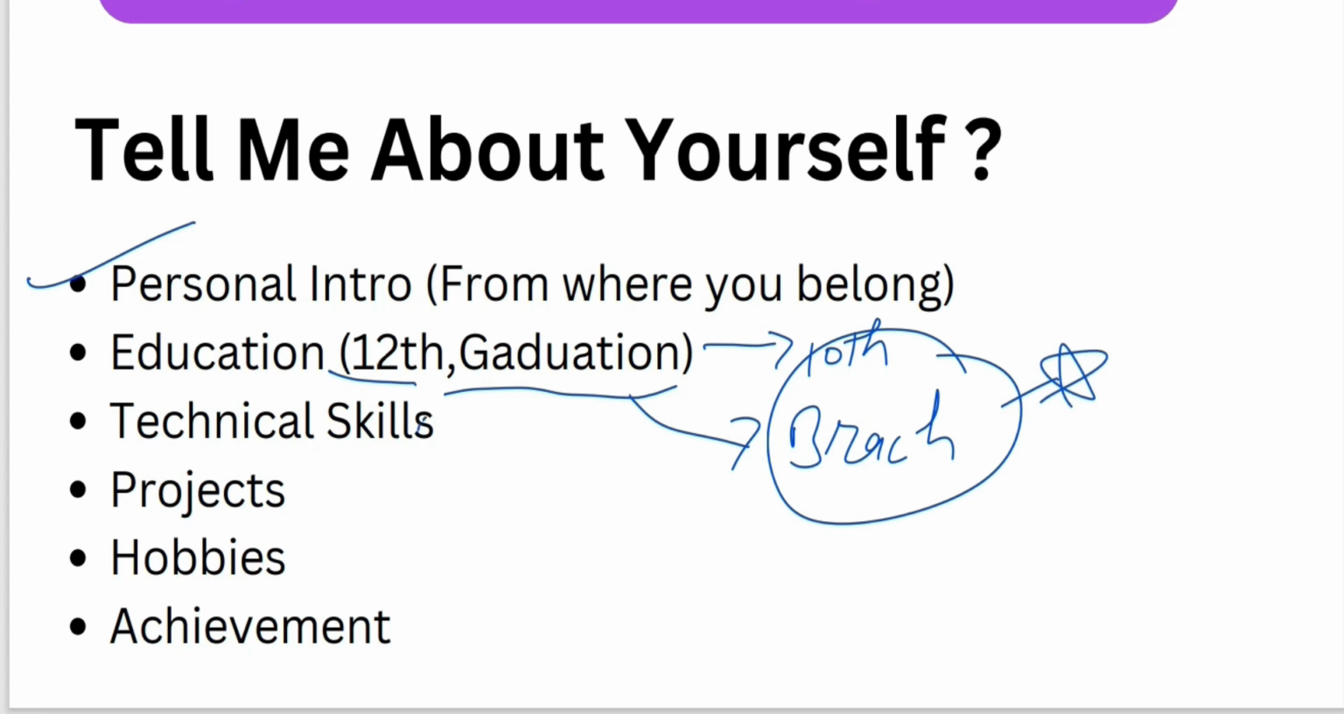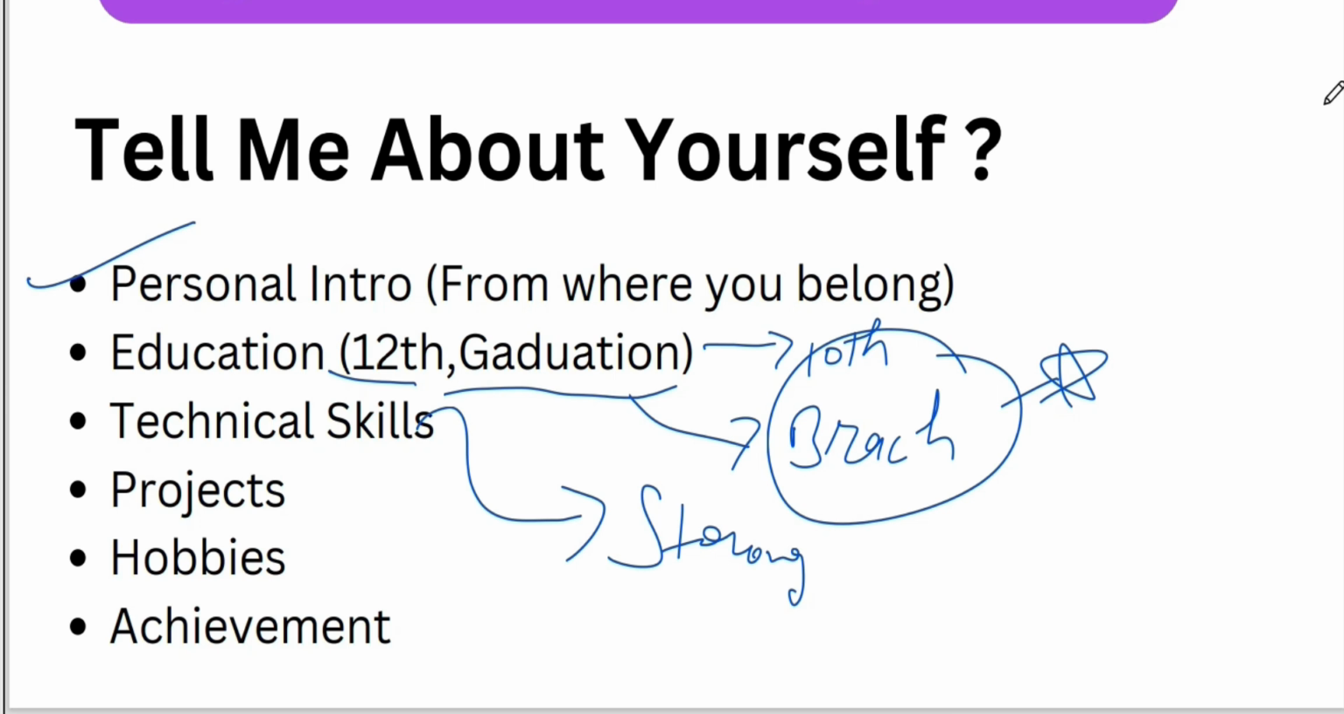Then include your technical skills, like if you have knowledge of Java, Python, C++ or JavaScript, any language, or if you have done Android development or web development. Please mention only those technical skills in which you have strong knowledge. Don't try to include everything, like C, C++, Java, Python. Sometimes candidates think mentioning multiple languages may impress the interviewer, but that's not always the case.